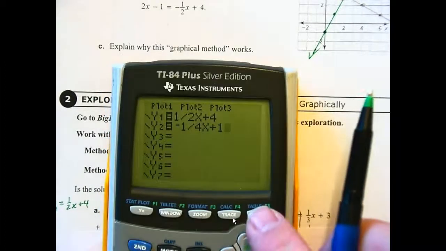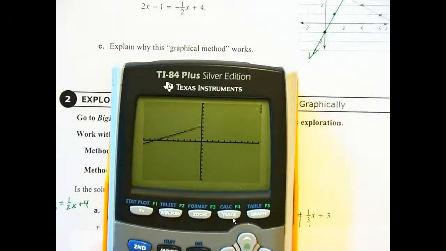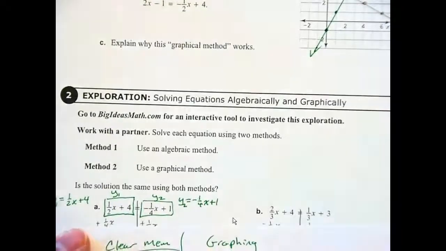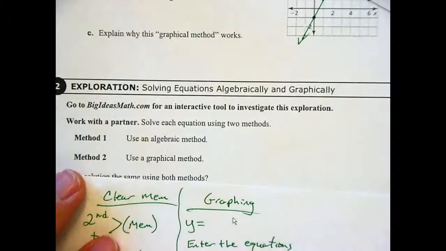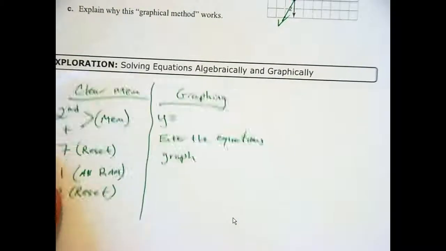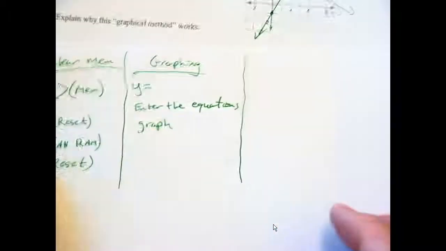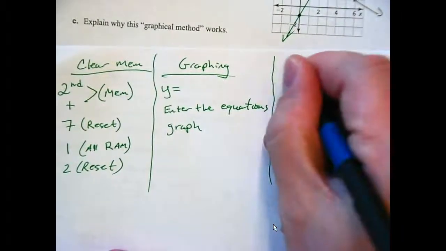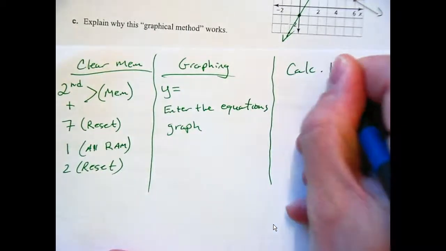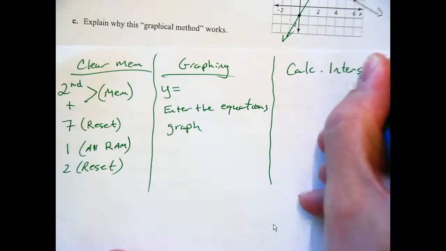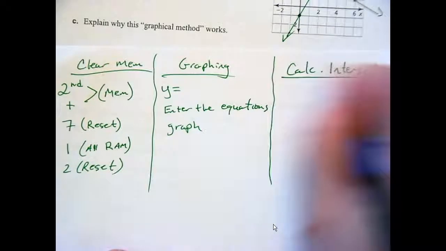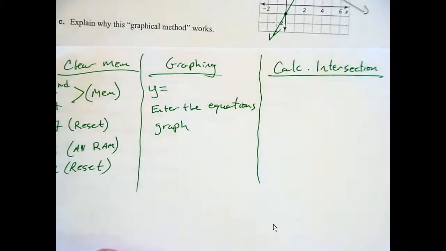When I push graph, you should see both lines up here. All right, so if you've got your steps there, that's it. That graphs your lines. The next step is to calculate the intersection. I'm going to calculate the intersection.